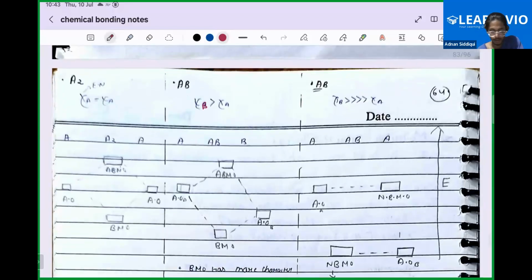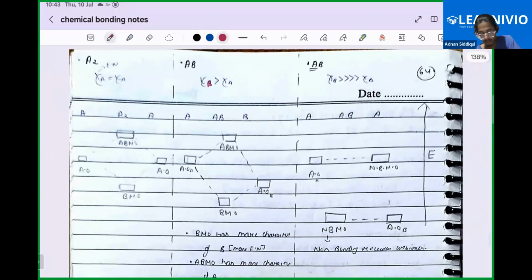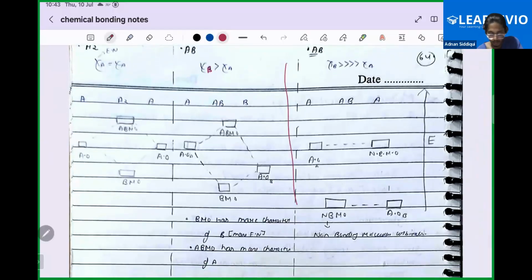In the extreme case scenario, when we talk about JEE level questions, we will talk about only this. In your board level, you have to talk about only this, right? So let us talk about both of them.